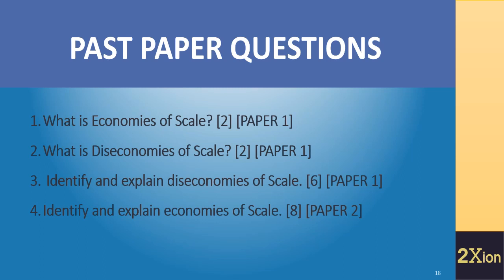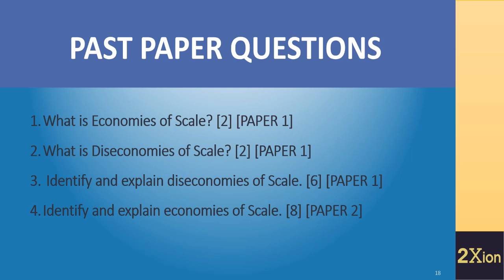These are some of the past paper questions. What is economies of scale, which carries 2 marks? What is diseconomies of scale? Again 2 marks. And identify and explain diseconomies of scale. So you need to write the heading and explain. So 6 marks. And all these are from paper 1.